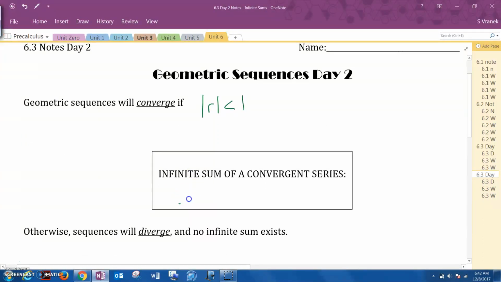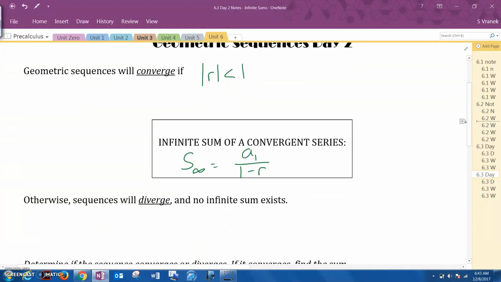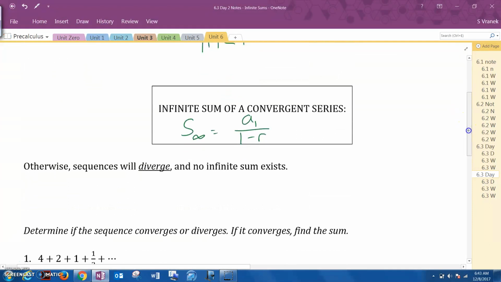Oh, don't write that. We have an infinite sum formula that just turns into the first term divided by 1 minus the ratio. So when we want to know what the sum of an infinite geometric series is that converges to a value, then you can use that formula. If it's not geometric, you can't use it. If it does not converge, you cannot use it. So otherwise we will say the sequence diverges and we say there's no infinite sum.